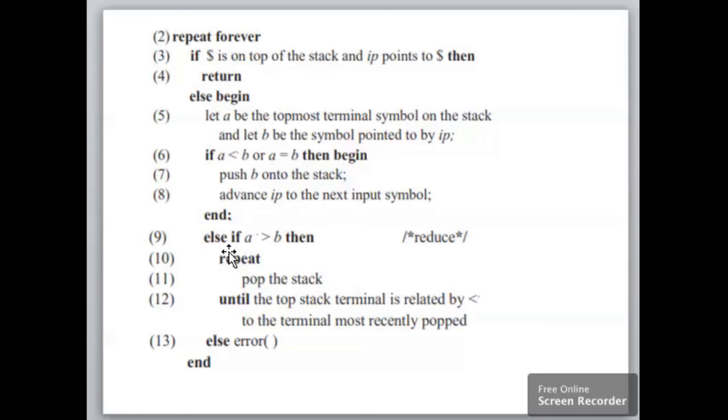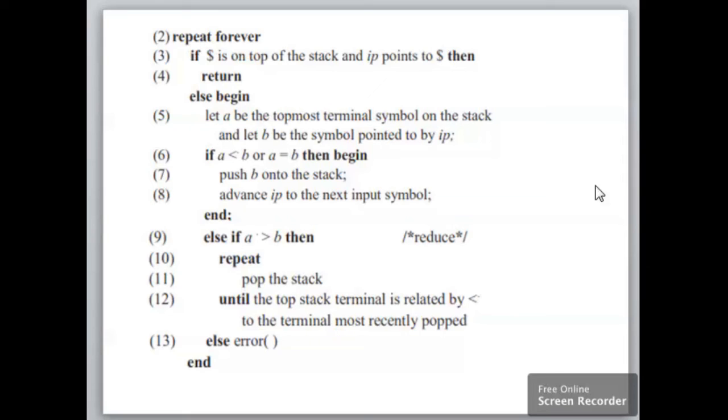End. And if it is a greater than symbol, then we would be reducing it. Repeat: pop the stack until the top stack terminal is related by the less than symbol, so that we can shift it to the most recently popped. And if I have any blank, it means that it would be an error. So this is how we are representing it in terms of an algorithm.